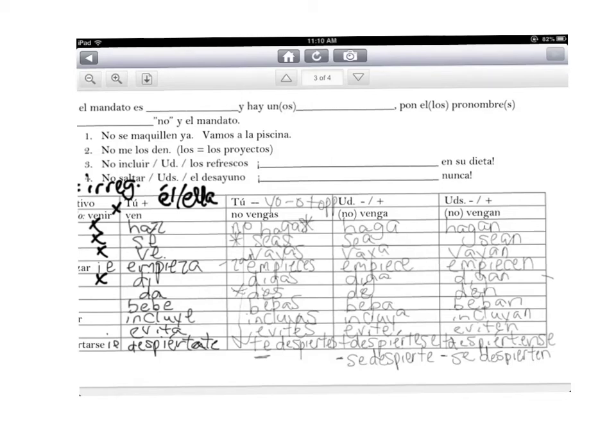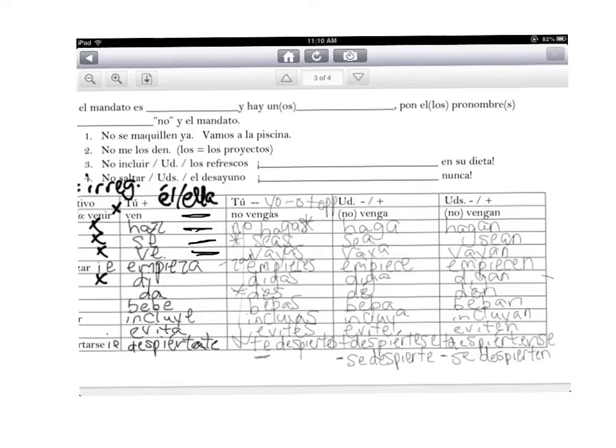Okay, I'm going to try to explain these commands to you and see if this will help a little bit. I've pulled up the chart and it is a little messy, but hopefully you can read it. The first is the affirmative tú commands. And as you'll see with the affirmative tú, there are a couple of irregulars, and those are in your notes.